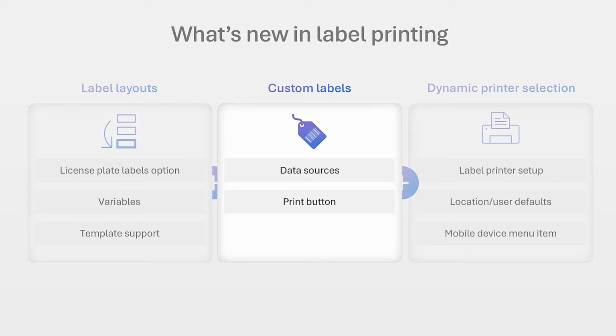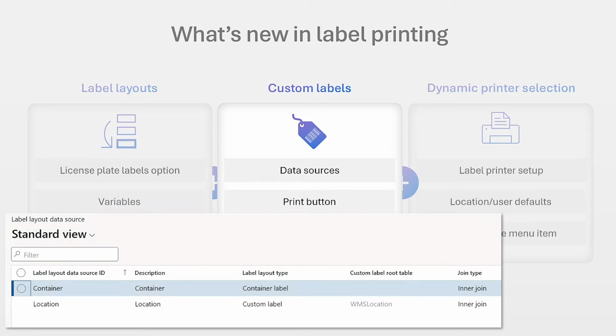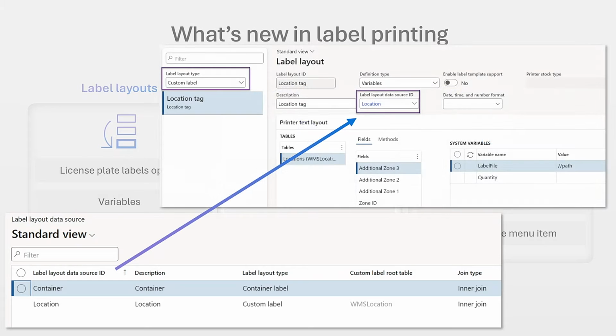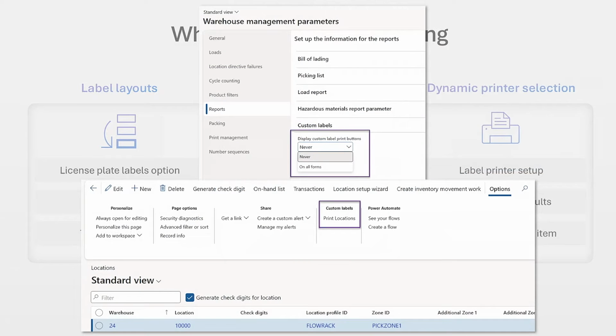Next, let's talk about custom labels. Label layouts enabled us to support the creation of custom labels as well. And this feature allows you to build layouts from a variety of data sources. For example, containers, locations, and products. After you define the data sources, you can then leverage the fields on those tables in the label layout forms. To print these custom labels, you can display custom label print buttons on the relevant forms by enabling the parameter in warehouse management parameters. Once you enable that, you'll then see the buttons show up in the Options tab on the various forms like so.